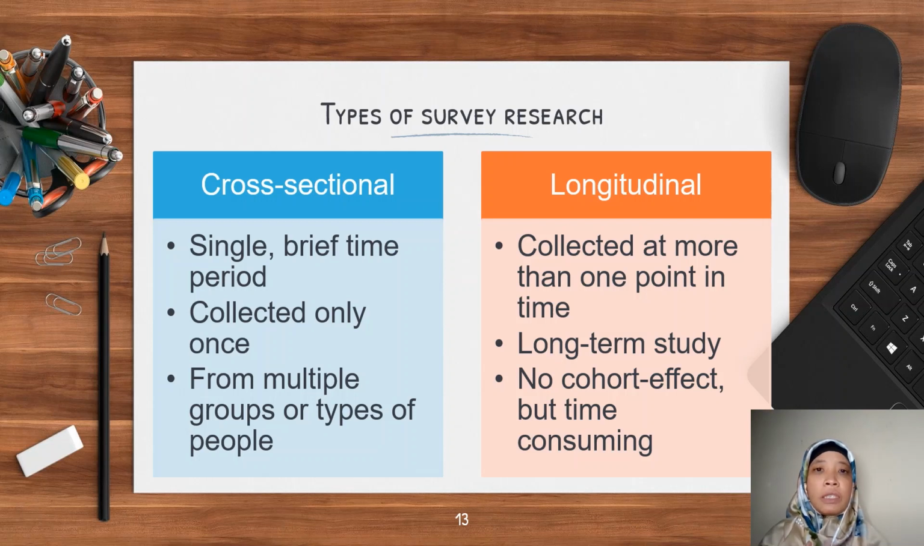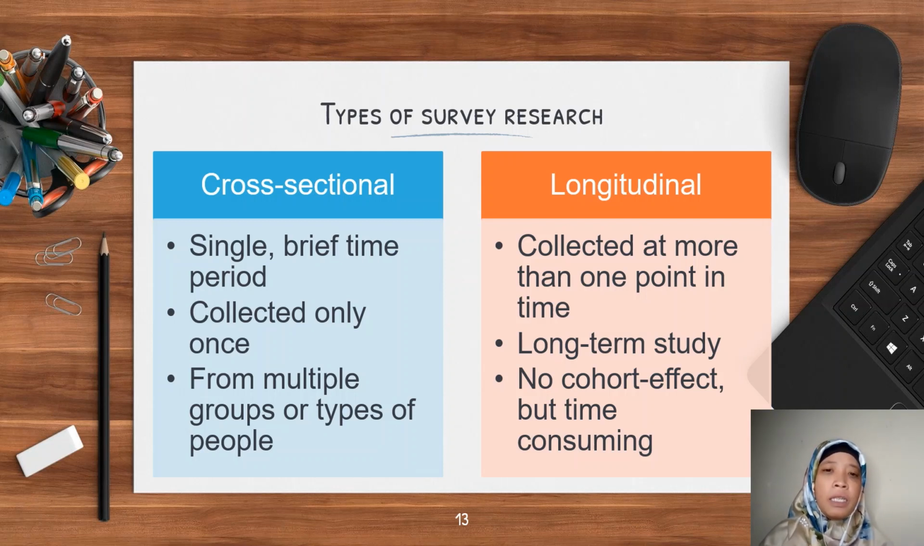Some longitudinal studies are conducted over 40 years, even 100. I'm not sure if there is already a 100-year study yet, but one example of a longitudinal study is IFLS, the Indonesian Family Life Survey. I believe it's been done since 1997, in the 90s. I think it was done again in 2003 and then maybe 2007, and they were following the same participants, the same families across areas in Indonesia.